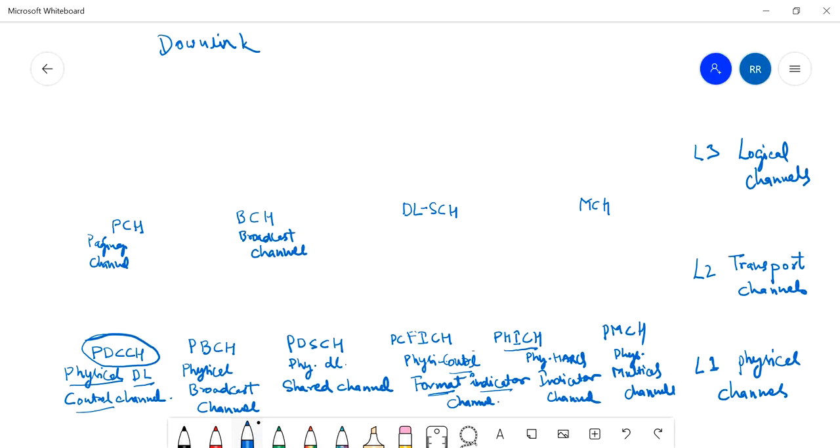This is DLSCH, meaning downlink shared channel. See, here it was physical downlink shared channel, and here it is downlink shared channel, because it's not a physical channel, that's why we are not putting physical here. Downlink shared channel. Okay, this is the multicast channel.